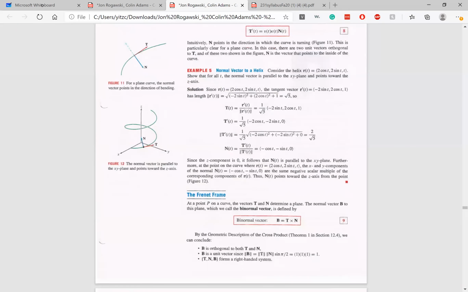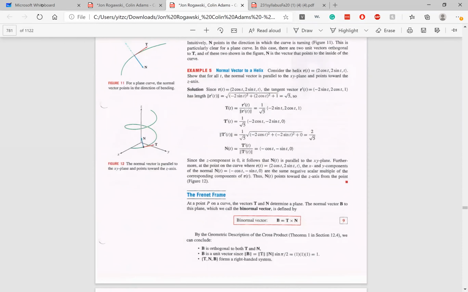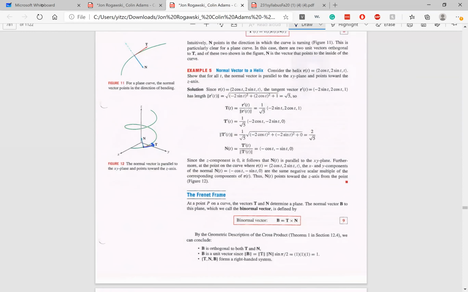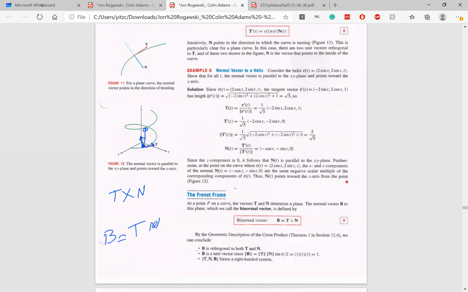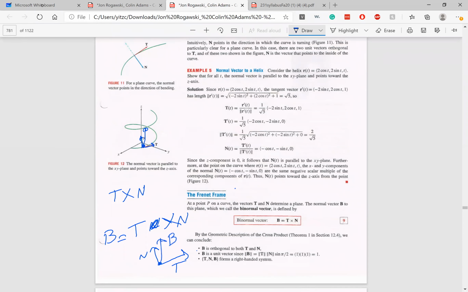Okay, and then the last vector. Over here we just found two vectors, this vector and this vector. Now we can take their cross product, let's say T cross N, and that would give us a third vector orthogonal to both of them. So now you would have three different vectors, and they call this the binormal vector. So our B, the binormal vector, is very simply T cross N. So it's orthogonal to both. So now you have like a little frame. You would have your normal vector, your unit tangent vector, and your binormal vector.